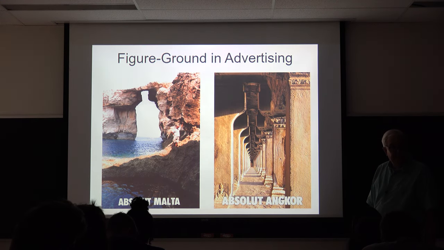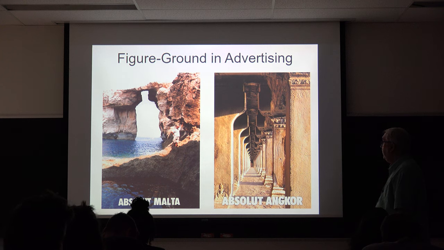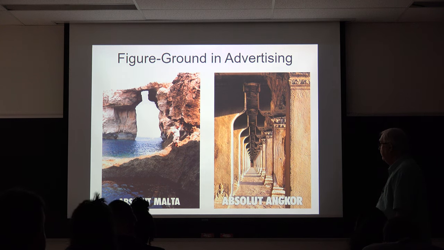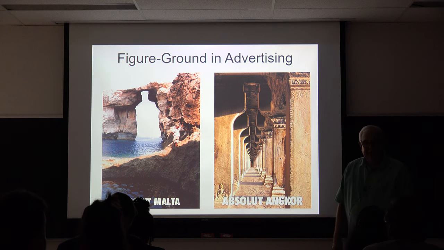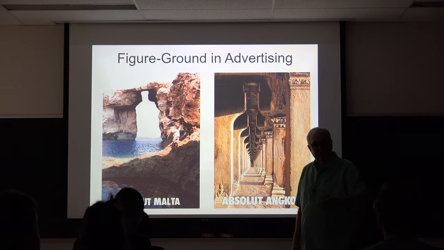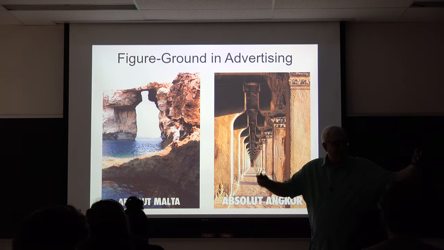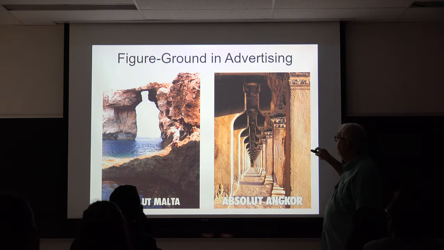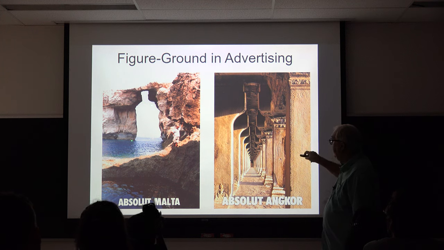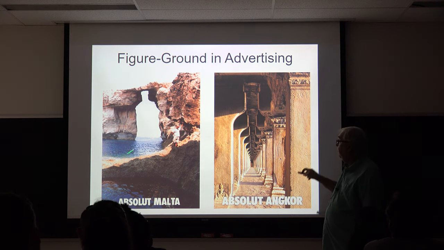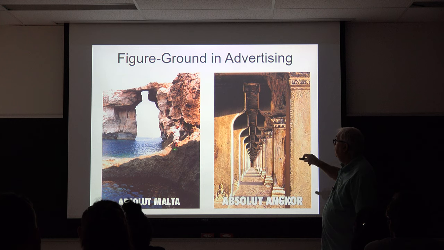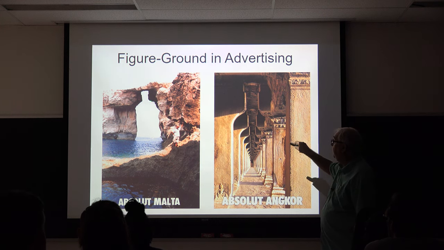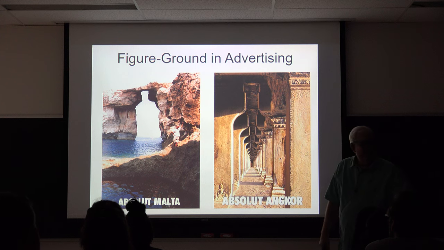Back to Absolut Vodka. Both of these were sent by a student. You'll notice one of the things that the Absolut Vodka commercials do is they celebrate some particular location, like Absolut Malta, just to show they drink Absolut Vodka in Malta. So this is an arch in Malta, and somebody photoshopped out the top there. So this looks like a bottle of Absolut Vodka, and that makes this appear as the figure, and this appear as the ground, whereas if you filled that in with stonework, you'd see it the other way.